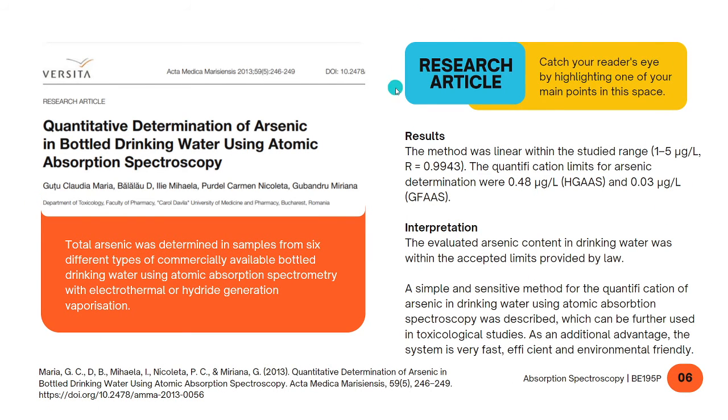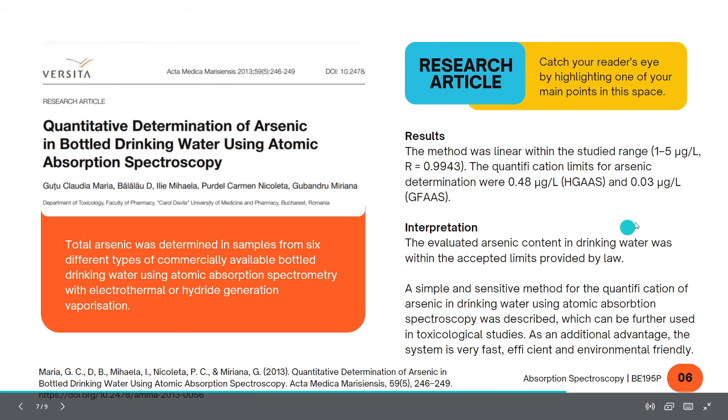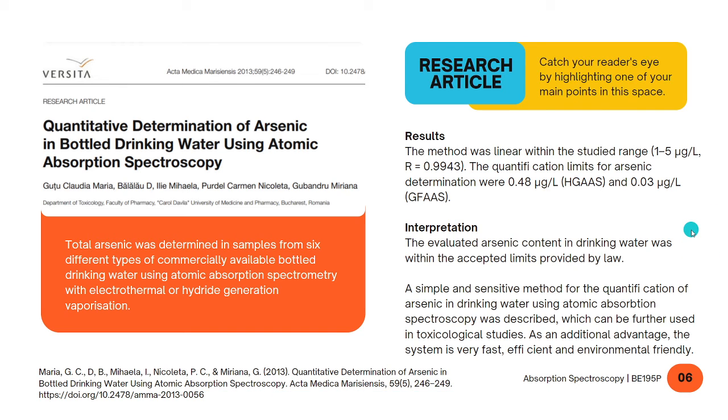As for another application, here we have a research article entitled Quantitative Determination of Arsenic in Bottled Drinking Water Using Atomic Absorption Spectroscopy. The total arsenic was determined in samples from 6 different types of commercially available bottled drinking water using AAS. As for the results, the method was linear with a studied range of about 1 to 5 micrograms, and the quantification limits for arsenic determination were 0.48 micrograms per liter and 0.03 micrograms per liter. The evaluated arsenic content in drinking water was within the accepted limits provided by the law. In addition, a simple and sensitive method for the quantification of arsenic in drinking water was described and can be further used in other toxicology studies.